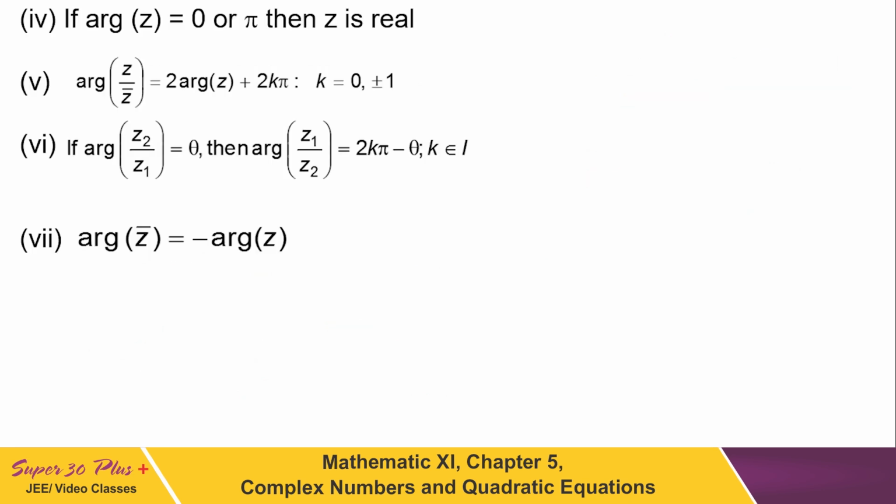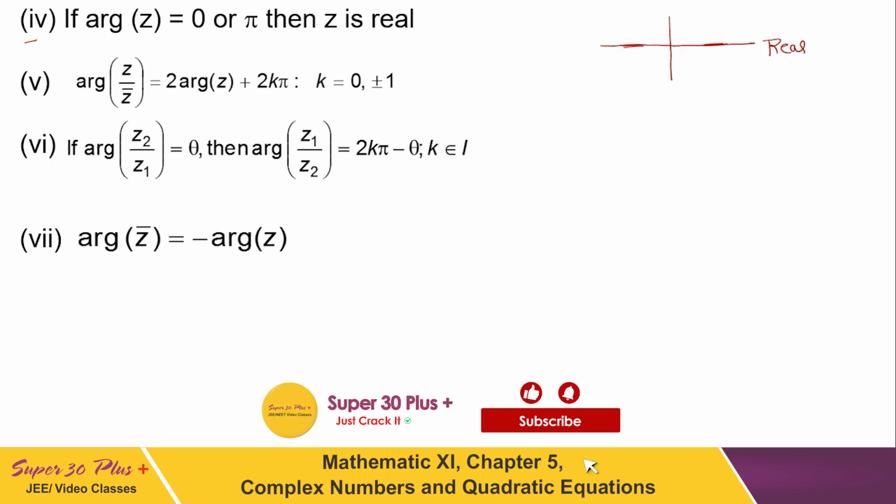Now students, what is the property number 4? If argument z is 0 or pi, then z is real, because argument 0 or pi lies on real axis. For this side argument is 0 and for this negative side argument is pi. And as we know, on real axis imaginary part is 0. So complex number is purely real.